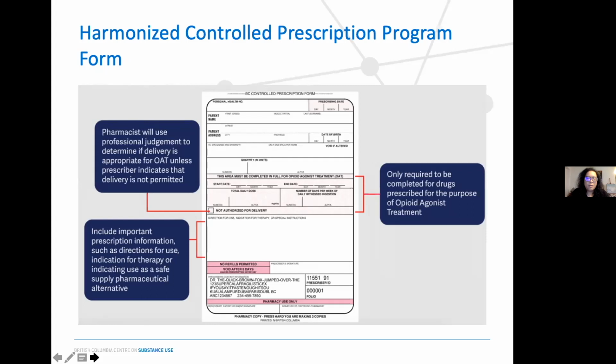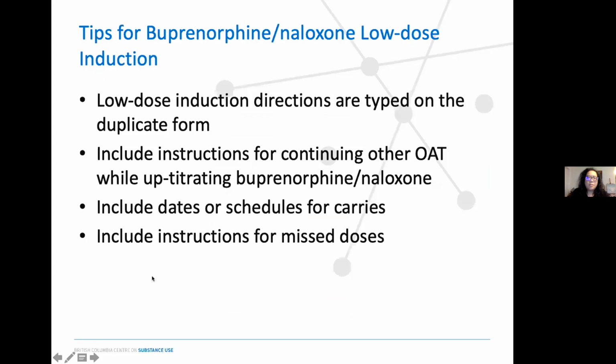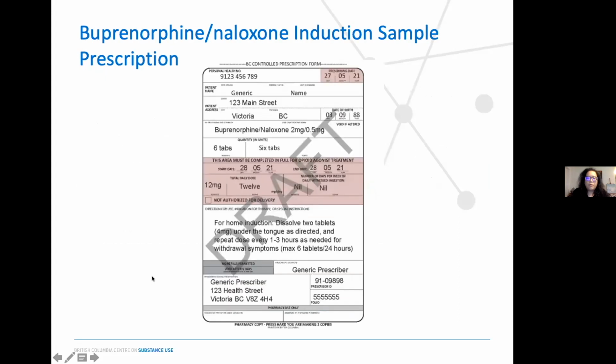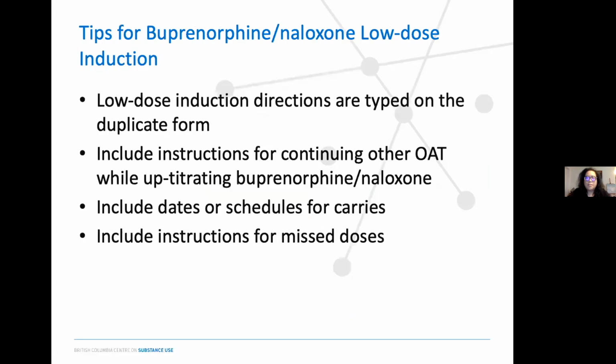And for a client or a patient, it's important to just have a quick read of the prescription, just like any other time for any prescription, just to make sure that all the information seems correct to you, including the dose. So tips for low dose. I'm just going to go over a little bit about low dose buprenorphine naloxone prescriptions. So these are just some tips.